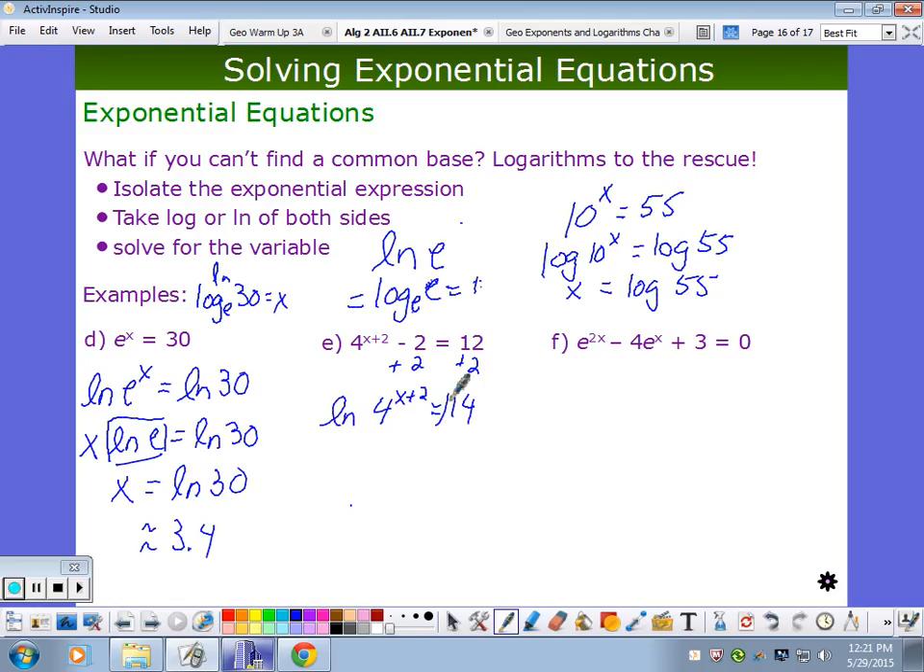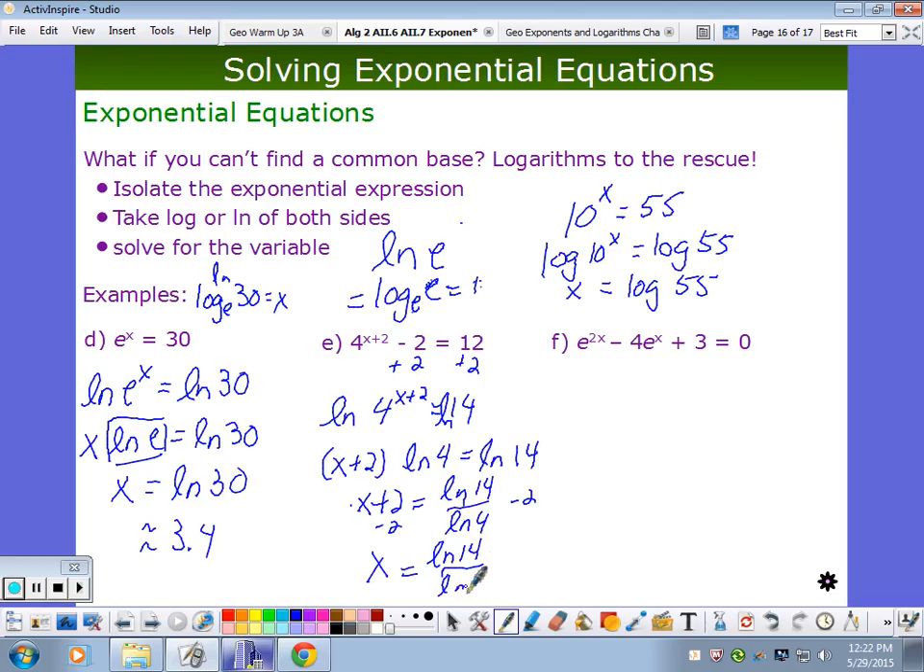All right, so if I take the log, I'm going to take a little shortcut here. If I take the log of both sides, the x plus 2, again, it's grouped, times the natural log of 4 equals ln 14. So x plus 2 is ln 14 over ln 4. And now if I want x by itself, I have to subtract 2 from both sides, right? So x is ln 14 over ln 4, minus 2.